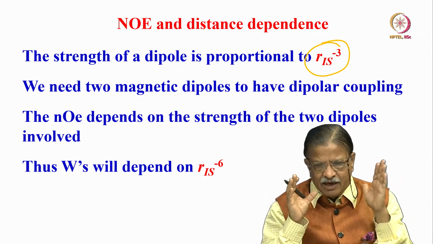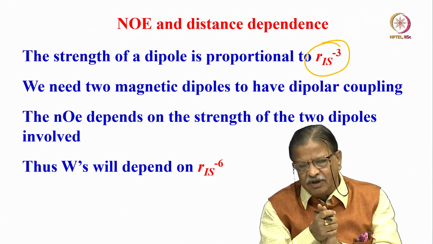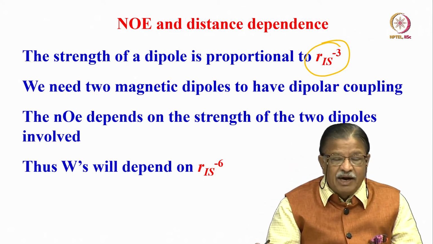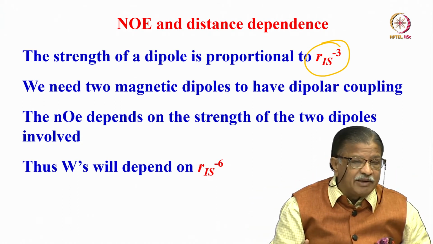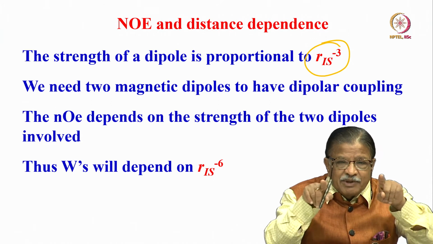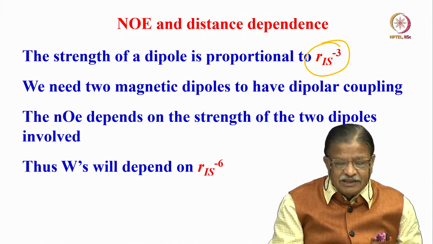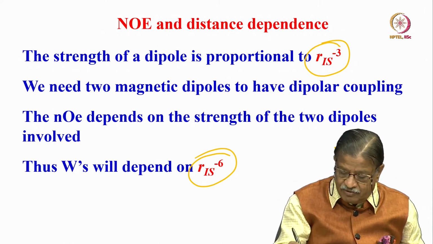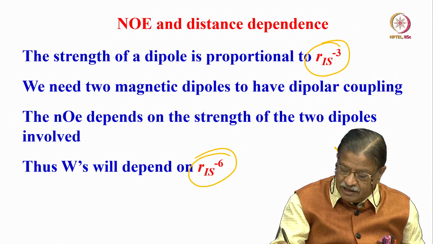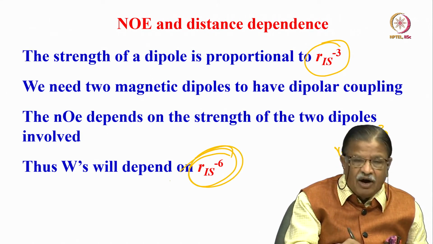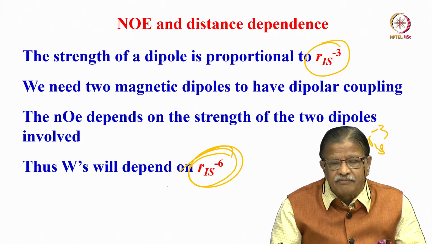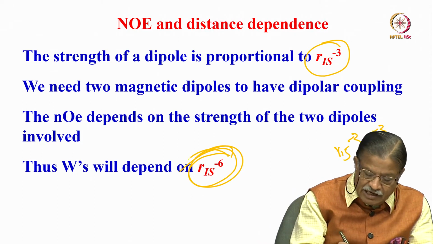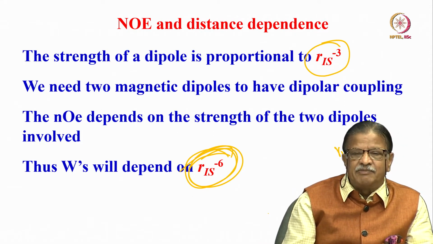The dipole coupling depends upon 1 over r_ij cubed, where r_ij is the distance between two nuclear spins I and J. But now we are dealing with two nuclear magnetic dipoles for NOE. So, NOE depends upon the strength of the two dipoles involved. As a consequence, W's depend upon r_IS to the power of minus 3 into r_IS to the power of minus 3. So, it becomes r to the power of minus 6. So, the strength of the NOE depends upon the inverse 6th power of the distance between the two spins I and S.